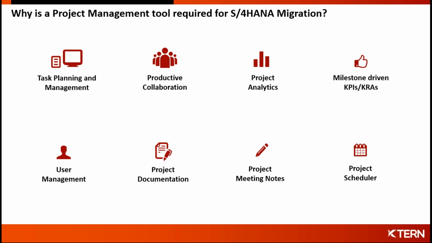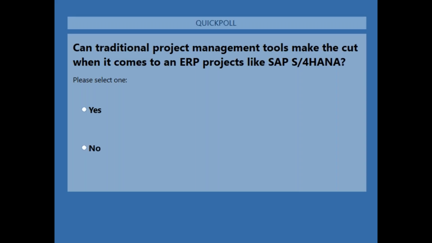There is another poll which will be shown on your screen right now. The question is, we now know what S4HANA has and what are the challenges we see. Do you guys still think traditional project management tools like Jira or Asana or Trello can make the cut when it comes to huge transformation projects like SAP implementations or transformations even? A simple yes or no question, which will help you gauge on whether the traditional tools make the cut.